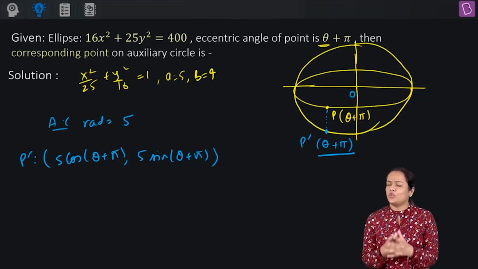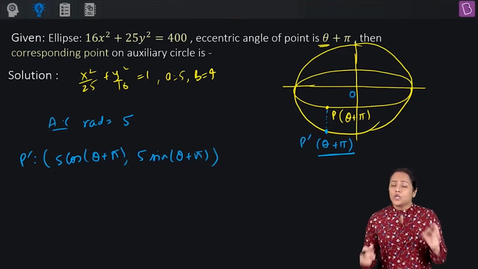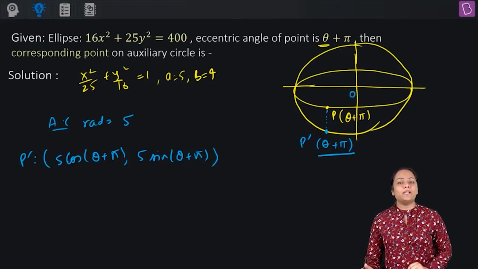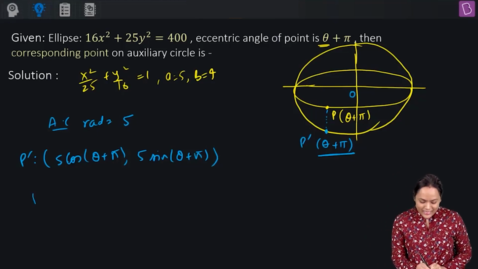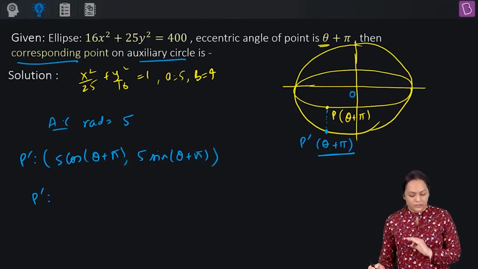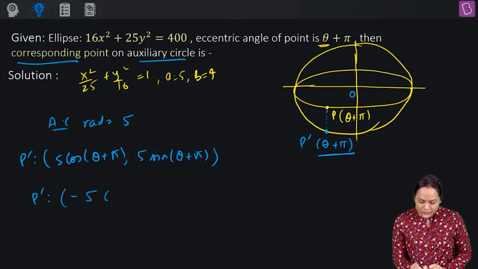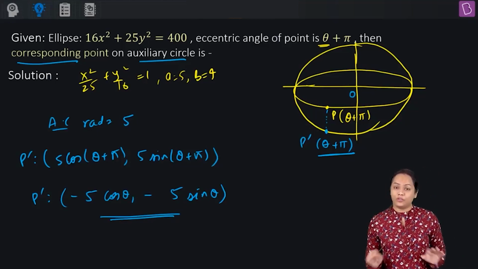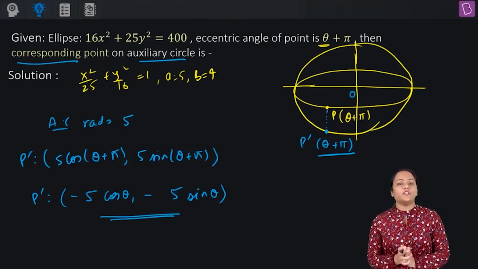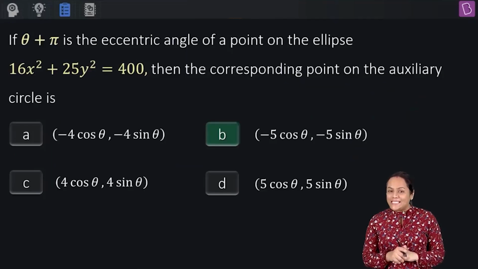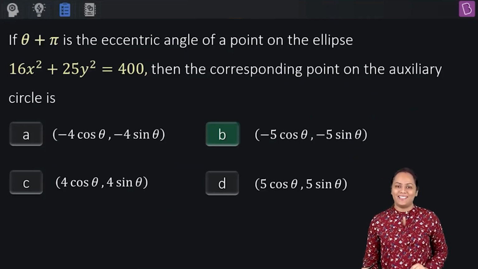And guys, this you know very well. What is cos of pi plus theta? Cos of pi plus theta is minus cos theta. Similarly, sin of pi plus theta is minus sin theta. That's correct. So that means my final corresponding point on the auxiliary circle is going to come out as minus 5 cos theta, comma minus 5 sin theta, and this is going to be the final answer of this question. Have you understood? Very well. And if we see the options here, we can say that B is going to be the right answer.